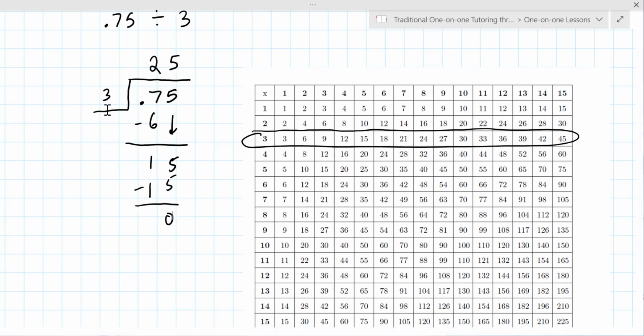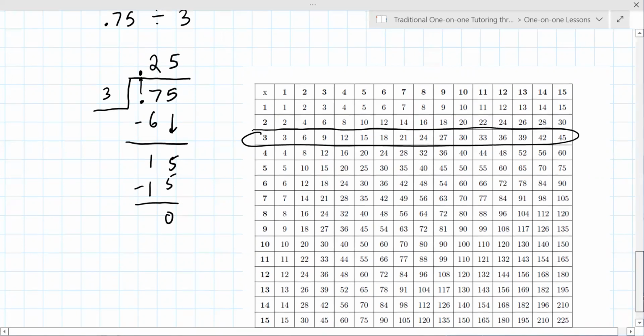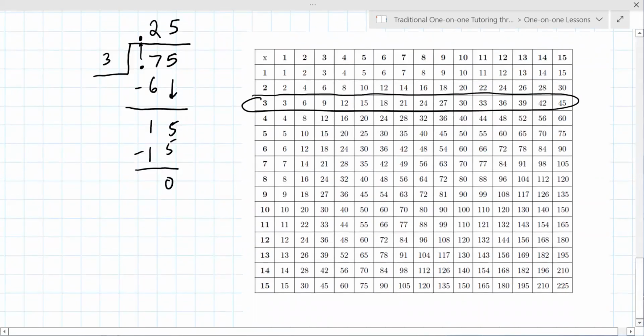Now, where does the decimal go in your answer? Wherever you have to line it up. Yeah, and I can see why this is confusing for some, because it's just the way it goes. All right, so let's do another problem here.